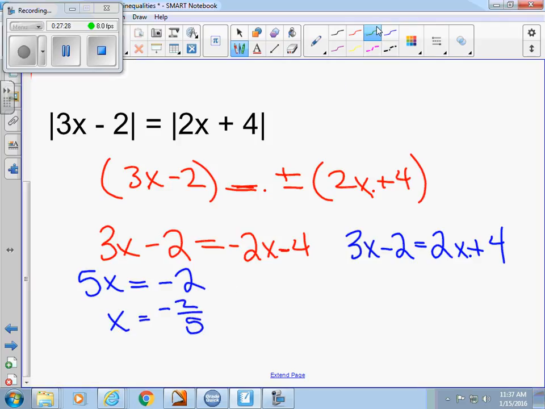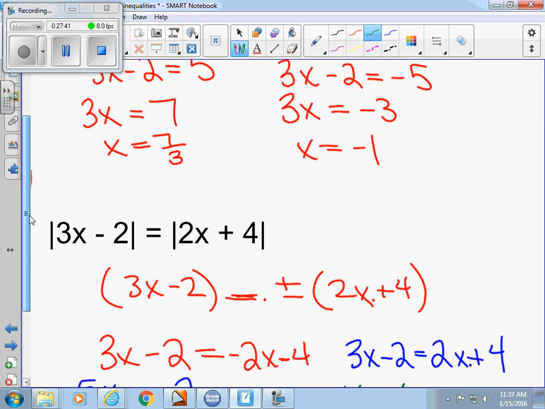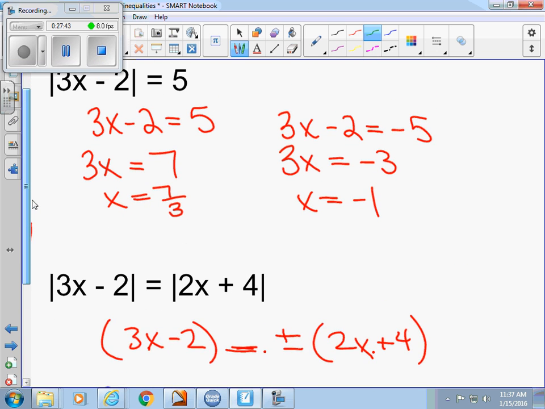And then the one on the right, x equals 6. Check your answers on absolute value equations. Did everyone hear me? Check your answers on absolute value equations. Make sure they both work.